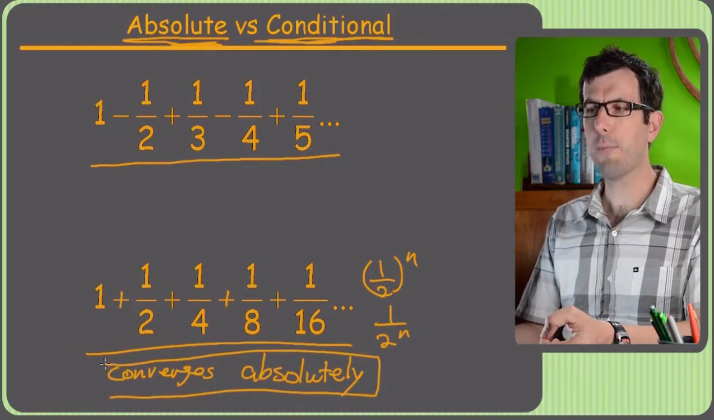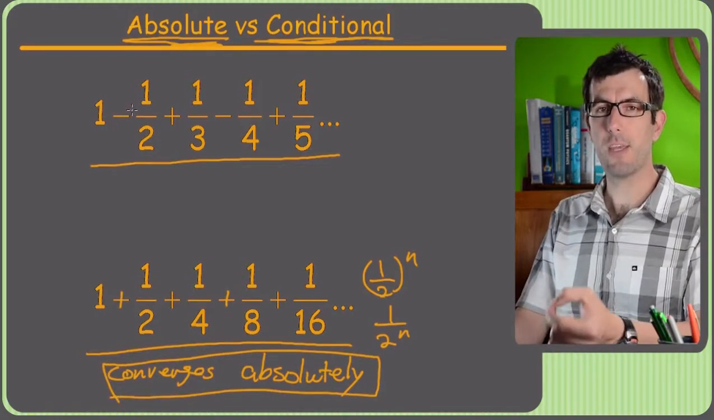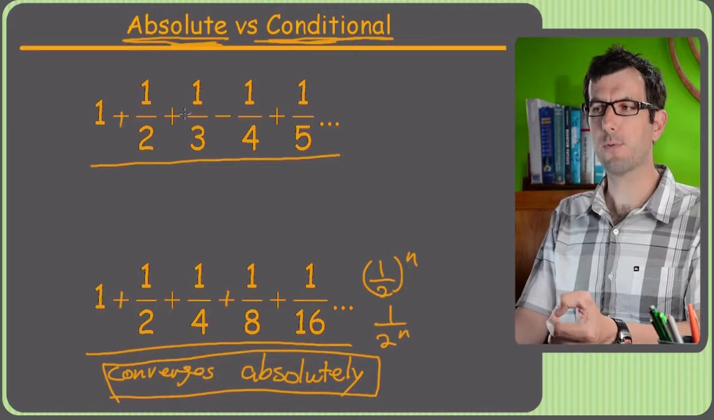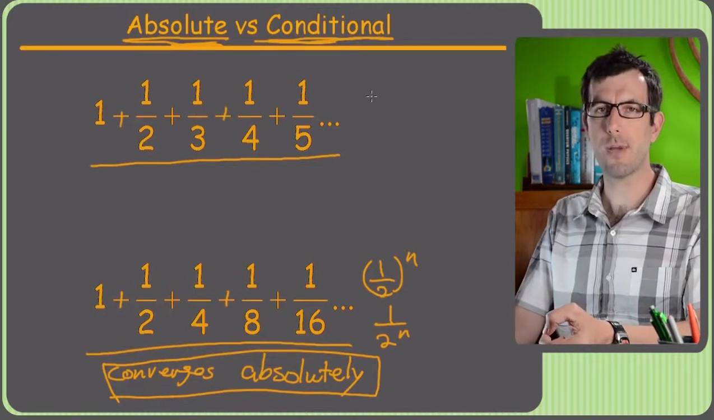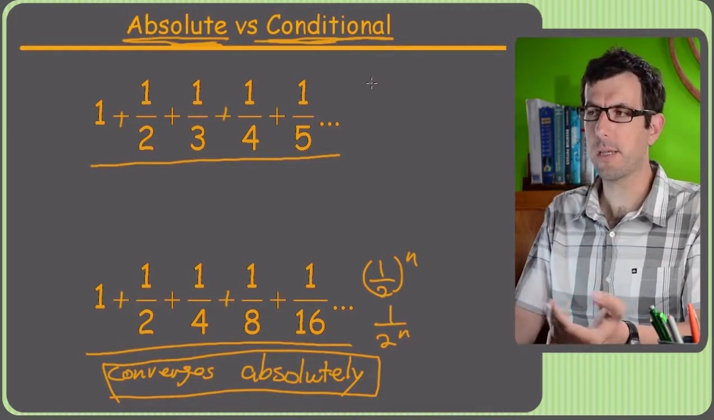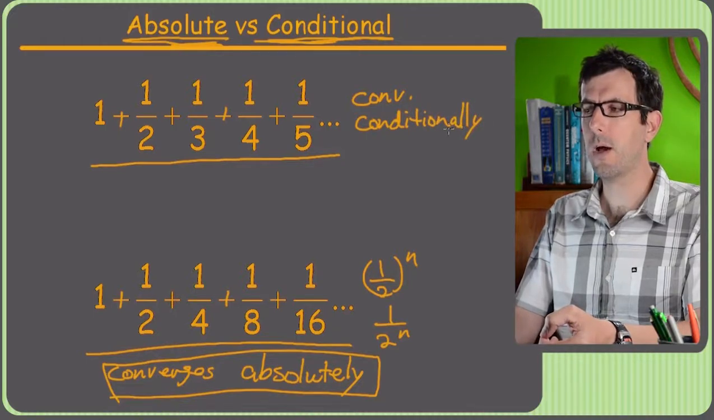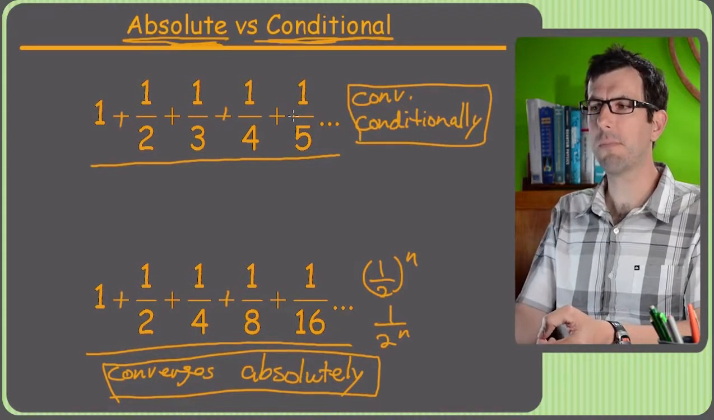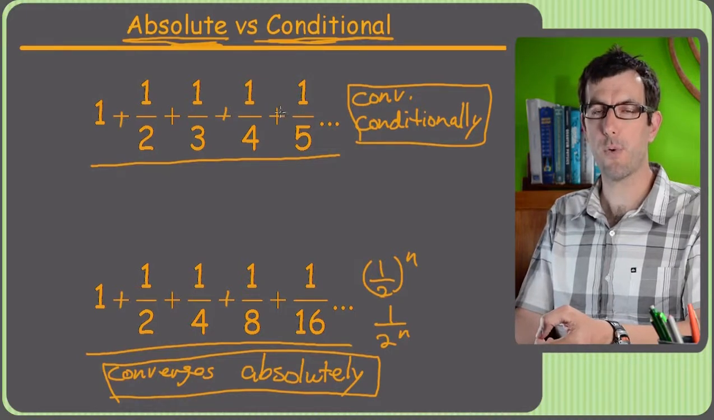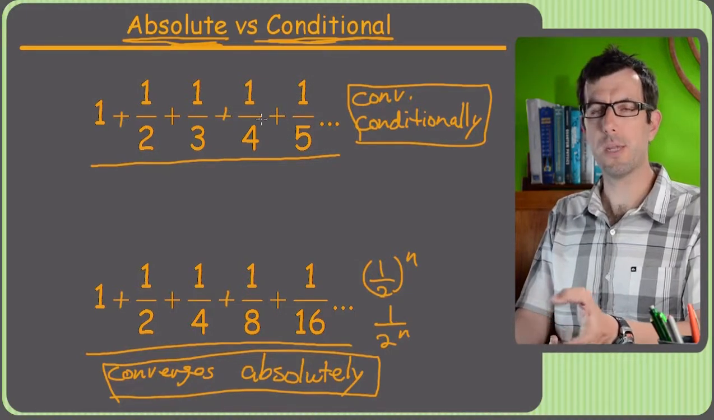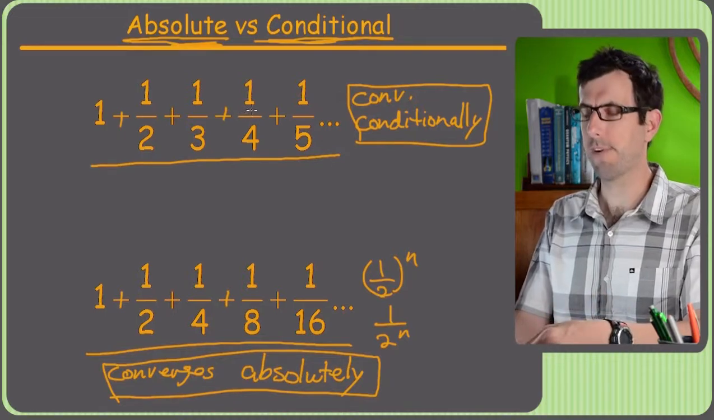But then this top one, if we took the absolute value of it and replaced all these negative signs with plus signs, all of a sudden it diverges, right? Because then it's just a regular harmonic series. So this one converges conditionally, because that's what you call it when it's only converging because it's got the minus signs thrown in. And if it weren't alternating plus minus, it would not have converged.